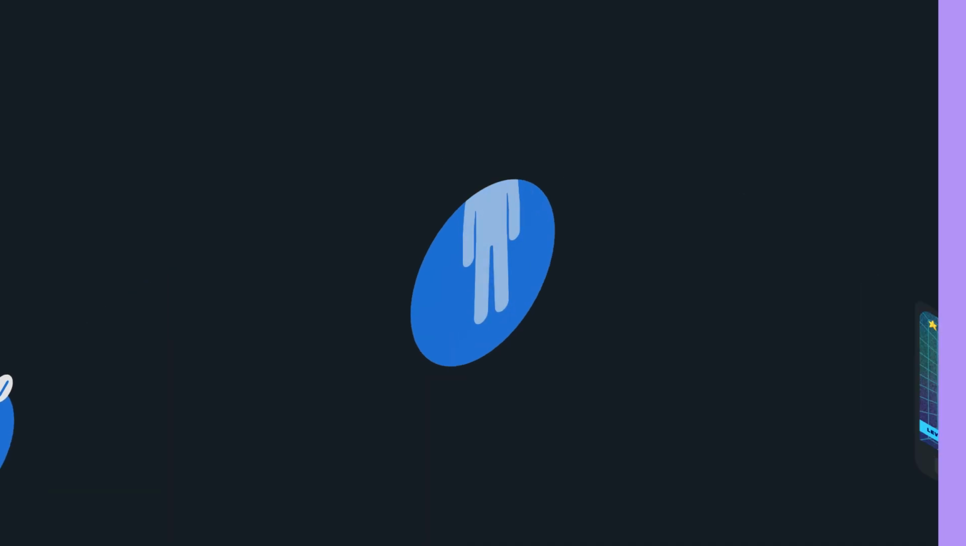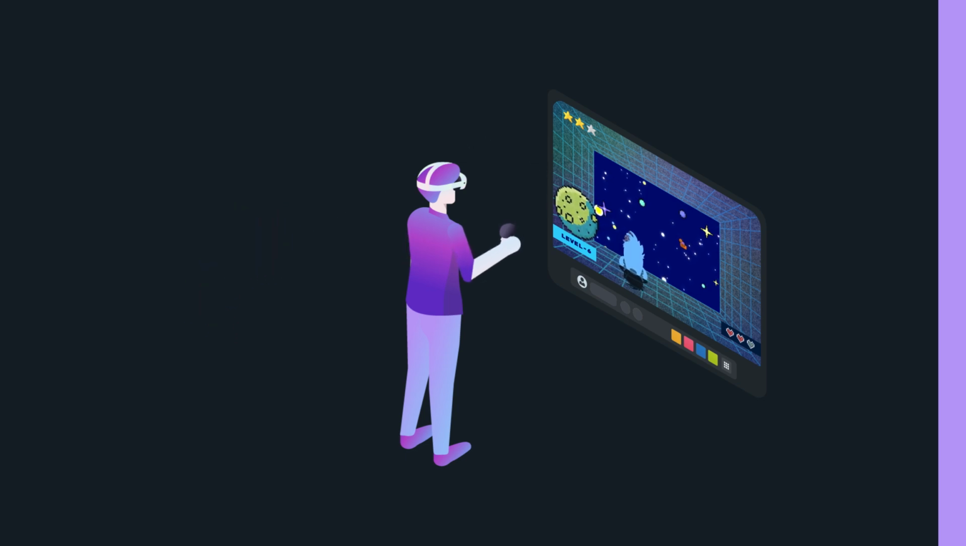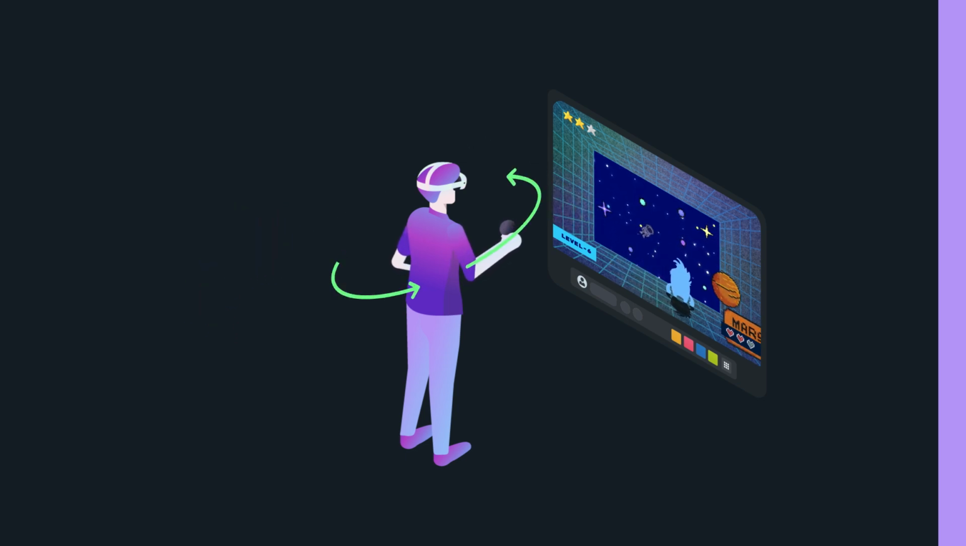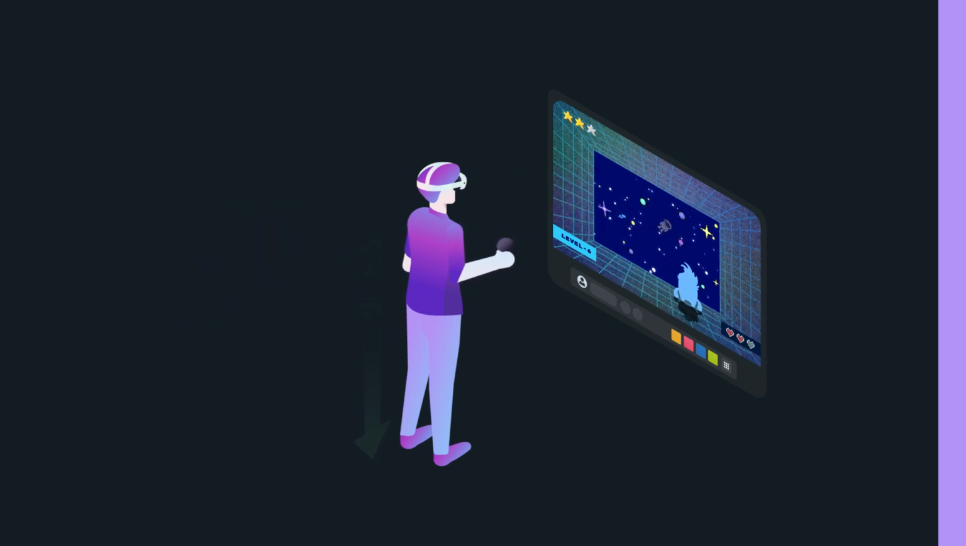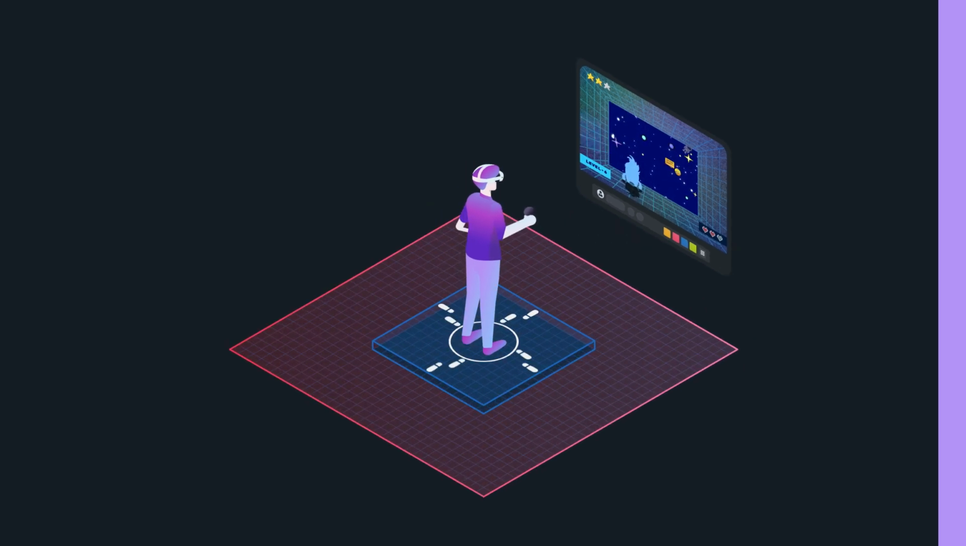To comply with the standing mode, your app must be completely playable from a fixed standing position. The app can require limited motion, like turning around or reaching, but users shouldn't have to take more than 2 steps in any direction within the play area.